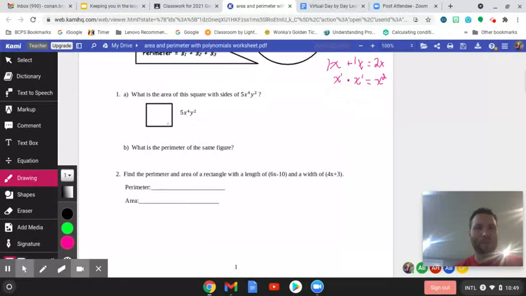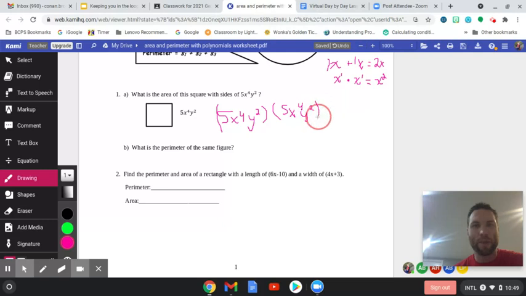So number one was this area of the square. This is multiply. So you're going to have 5x to the fourth y squared, and then you're going to multiply it by itself or you square it. It's the same thing, right? So multiply by 5x to the fourth y squared, and I got a little jumbled up there, but that's okay.